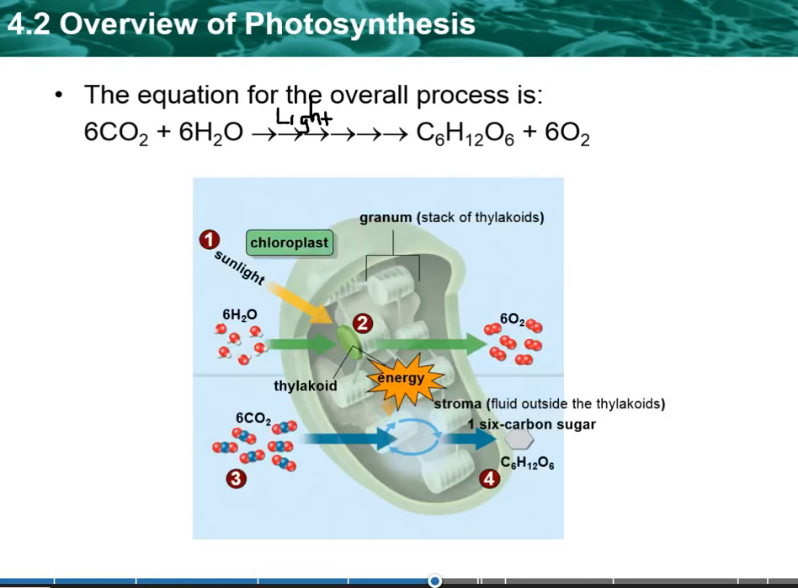So here it is all together right here in that picture. Sunlight comes in, so does water. It's going to create some energy, and you're going to have oxygen leave. That energy is going to go down to the light independent reaction. In the light independent reaction, you're going to have carbon dioxide come in, and it's going to give you glucose.